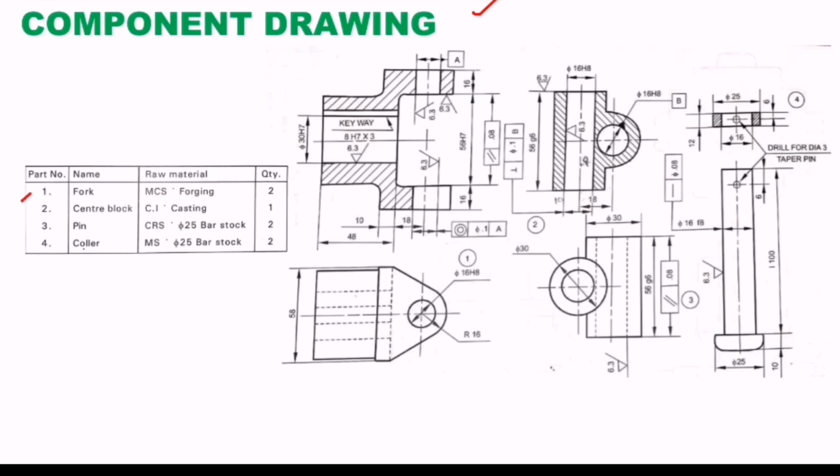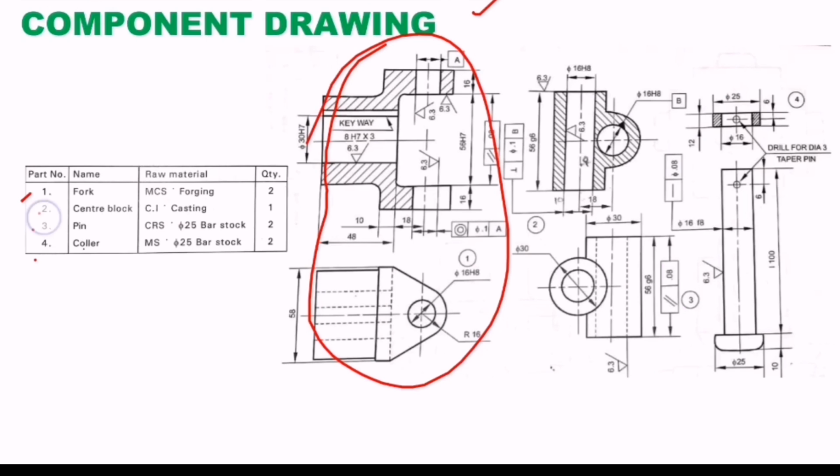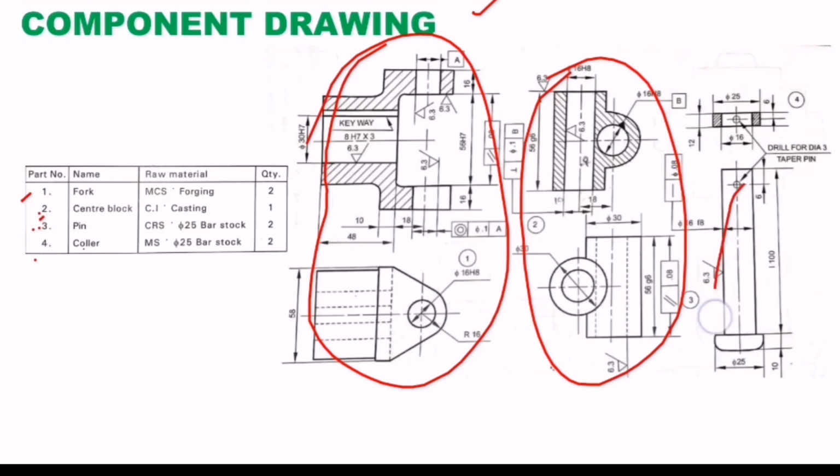So the parts are fork, center block, pin, collar. Which is fork? This is a fork. And the second one is center block. This is center block. And the third one is pin. This is pin. And the fourth one is collar. So like this we have four important parts of universal coupling. Here we disassemble and we draw individual parts as component drawing views.